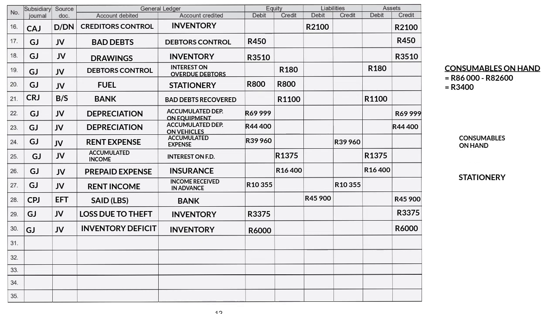Consumables on hand is an asset, and it will have a positive effect. Stationery is an owner's equity, and it will also have a positive effect on your owner's equity. So let's record this onto our worksheet.